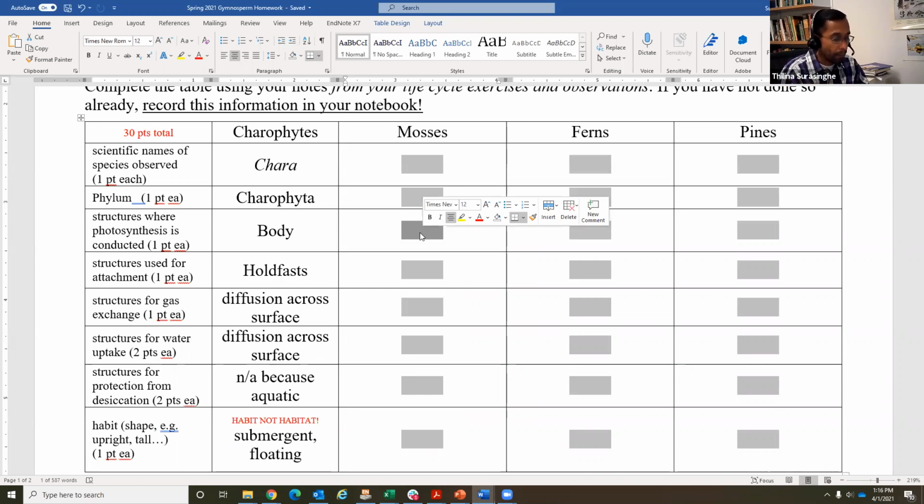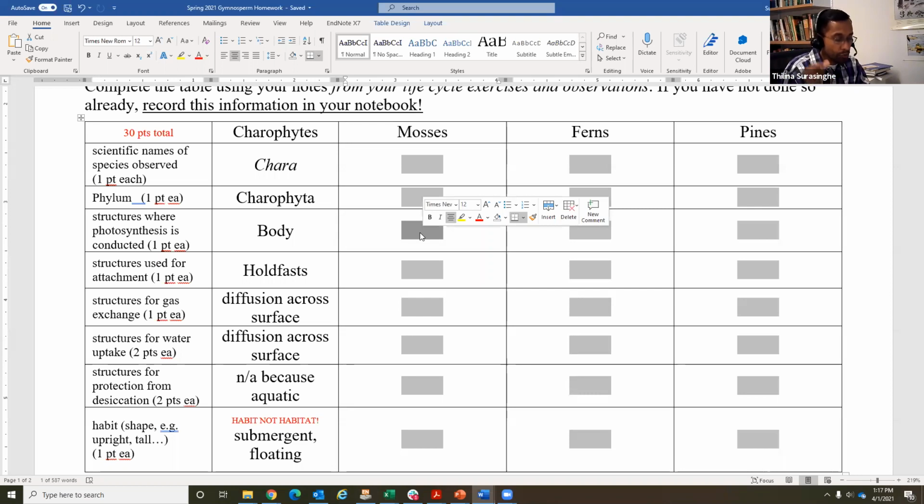Pines, well, the structures that are responsible for reproduction are going to be leaves. Now remember, it says structures where photosynthesis is happening, not just the body. So forget about what I mentioned regarding the stem or the rhizoids. They are not contributing to photosynthesis. For mosses, that is the phyllids. For the ferns, that is going to be the leaves and megaphylls to a certain extent. And for pines, it's just the leaves. I do know there are certain ferns where the stem is photosynthetic, but go by the main feature over here.